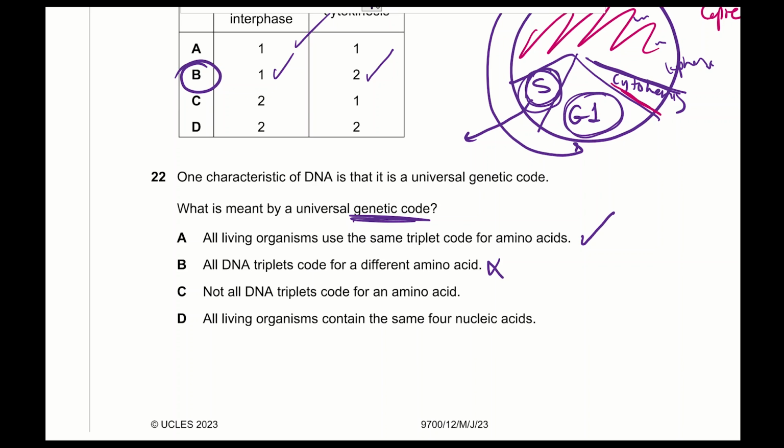Now, this is incorrect. This defeats the meaning of a universal genetic code, in which all codons code for the same amino acids. C. Not all DNA triplets code for an amino acid. This is incorrect.